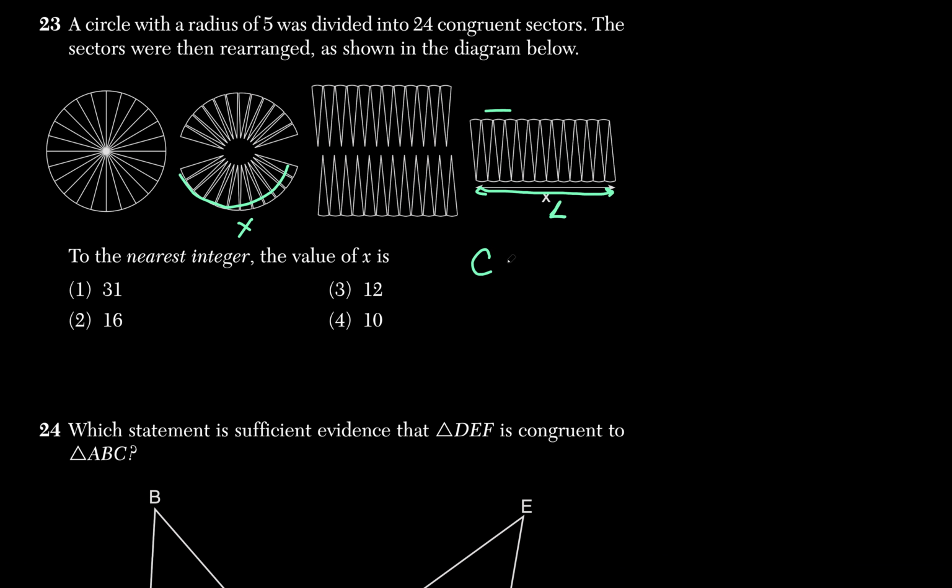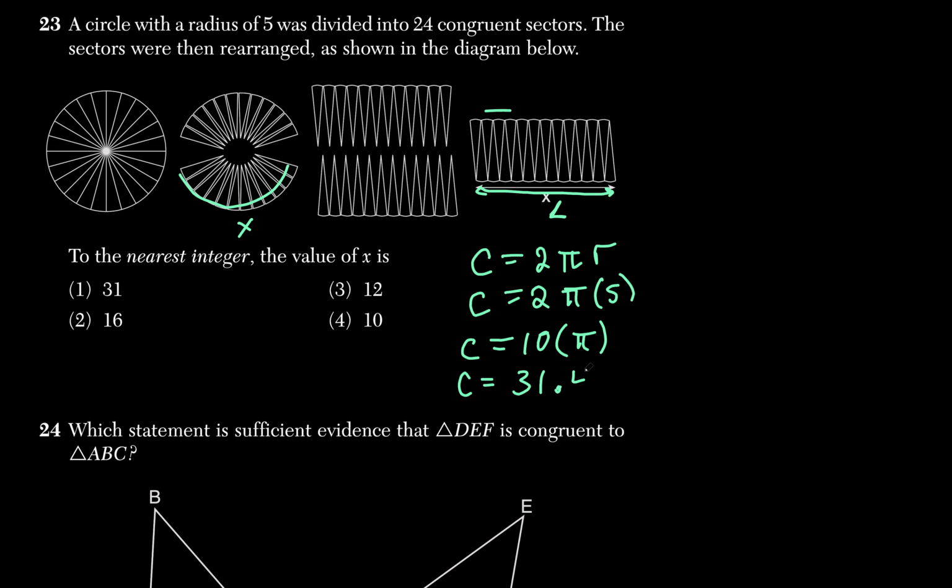So we know that the circumference is equal to 2 pi r, right? They told us that the radius was 5. So we have the circumference equaling 2 pi times 5, which is just 10 pi. But we know that pi is nothing other than 3.14. So this is just 10 times 3.14, which gives us 31.4.